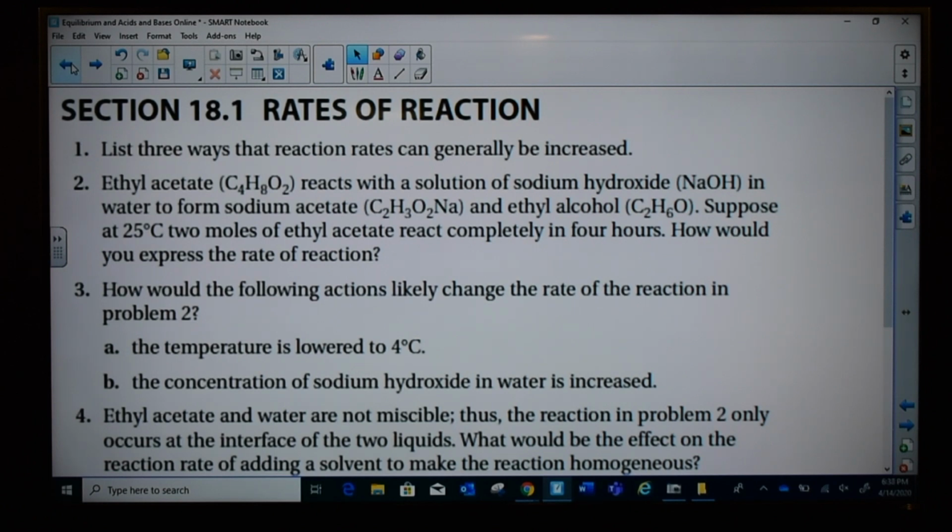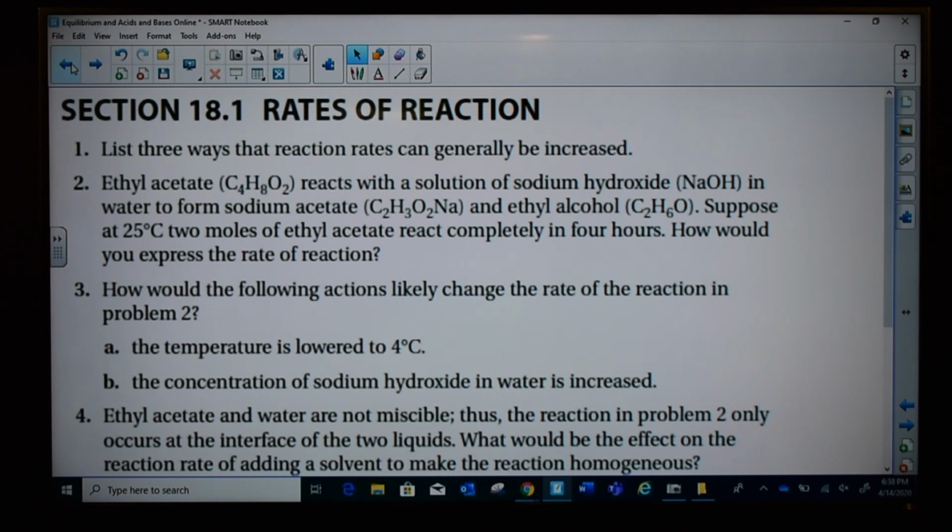And lastly, ethyl acetate and water are not miscible. That means they do not mix together. So, if the reaction in problem 2 only occurs at the interface of the 2 liquids, in other words, again, they're not mixing, what would be the effect on the reaction rate if we were to add a solvent to make the reaction homogeneous? So what would happen to the ethyl acetate and water if we forced them to mix together? If we added a solvent that they would both dissolve in, you're going to have the particles moving, mixing, banging into one another more often, and therefore that will increase the reaction rate.